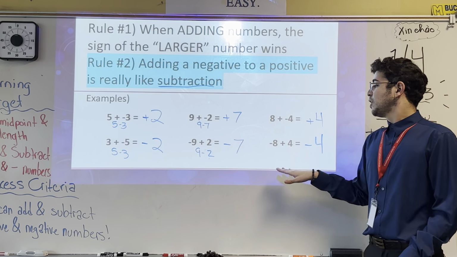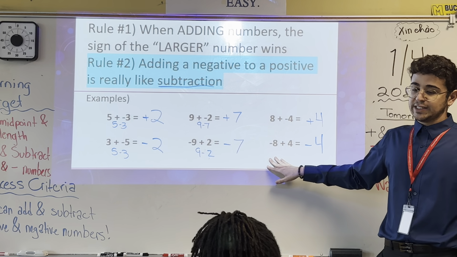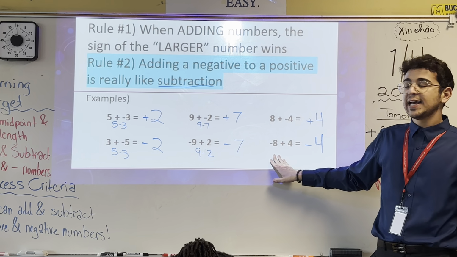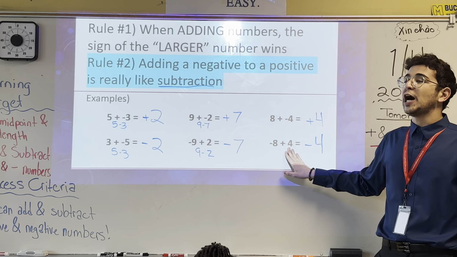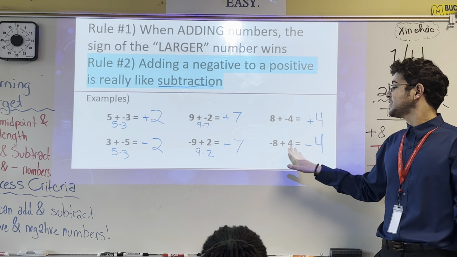Think of it this way. You owe your mom $8. You have negative $8 with her. You owe her $8. If you hand her $4, how much do you owe her? 4. You still owe her 4. The answer is negative 4.